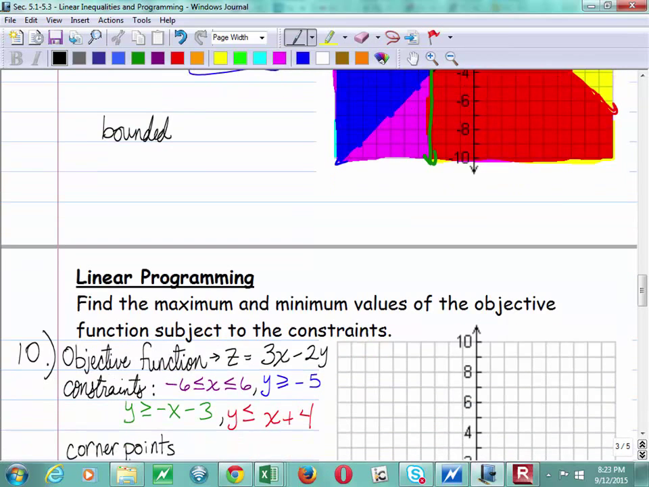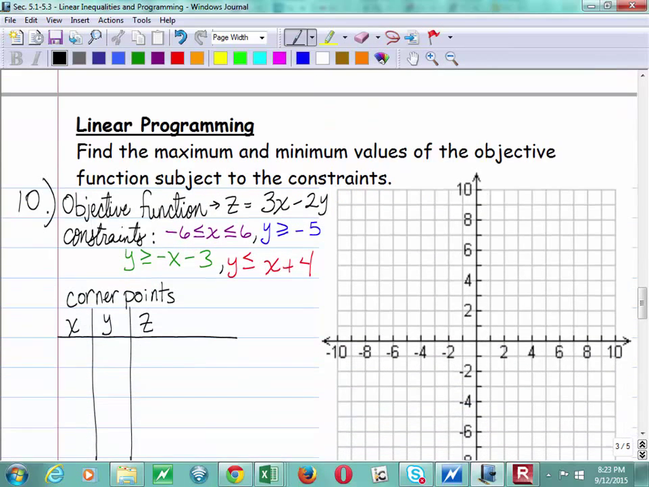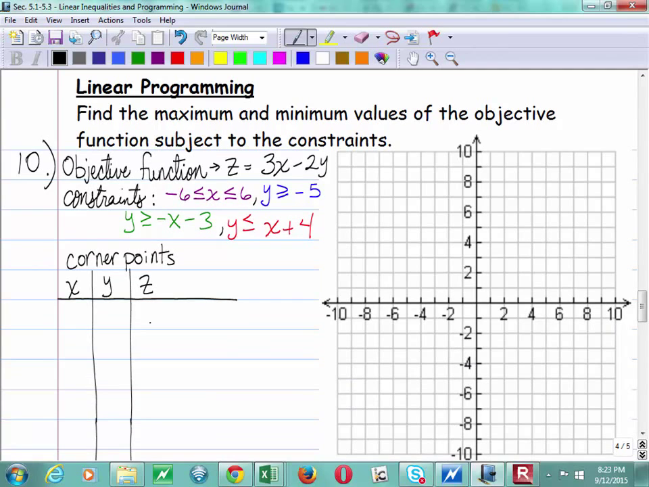So now we'll talk about linear programming. So basically, in linear programming, we have the inequalities, just like we did in these past several problems, and we're calling those the constraints. And then we have an objective function, okay, and we're trying to find the maximum and the minimum value of that objective function subject to the constraints.